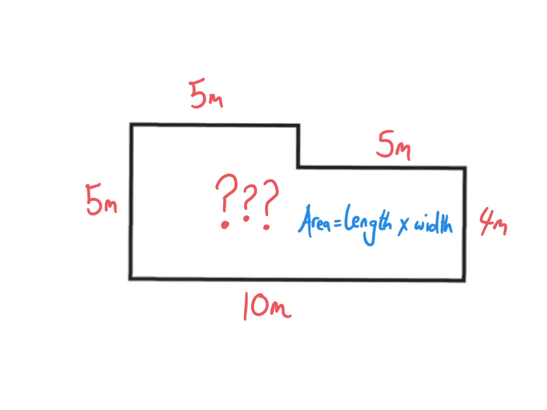In this video, we are going to calculate the area of 2D shapes. Here we have an irregular 2D shape. We can see it has length and width. We have 10 meters in width and 5 meters in length along the left side. And along the top, we have 5 meters, and then 4 meters.